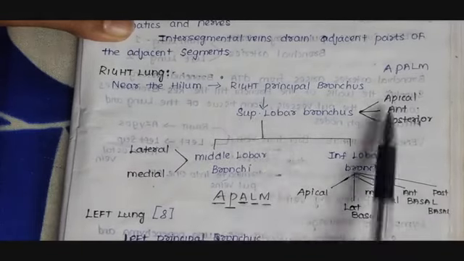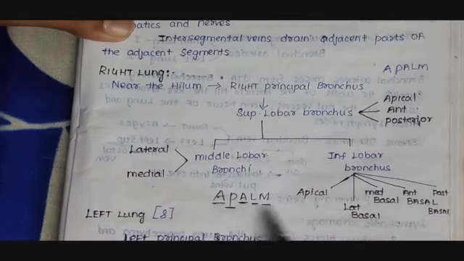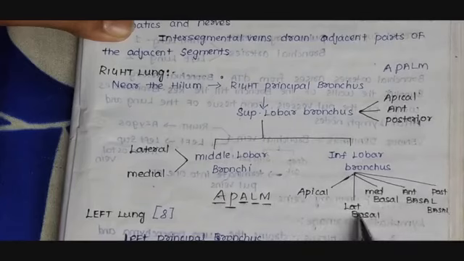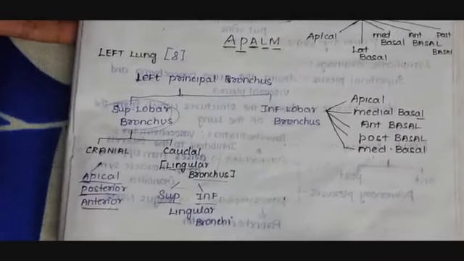Okay, so you do not need to memorize all that, you have to remember the mnemonic APOM. A stands for apical, posterior, anterior, lateral and medial. Then you write all this for the inferior lobe and add basal at the end. That is all. Now let us discuss the bronchopulmonary segments of the left lung.